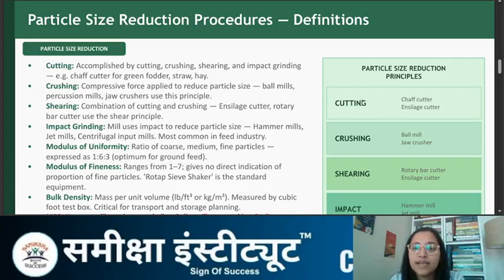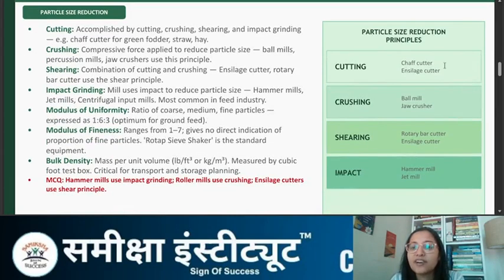Four methods. By cutting, we will use a chaff cutter or silage cutter. Chaff cutter is basically chopping off the green fodder. Then crushing, using a ball mill or jaw crusher. Then shearing. In the case of shearing, cutting and crushing are occurring simultaneously. Both of them occur simultaneously. Then impact grinding: hammer mill, jet mill.